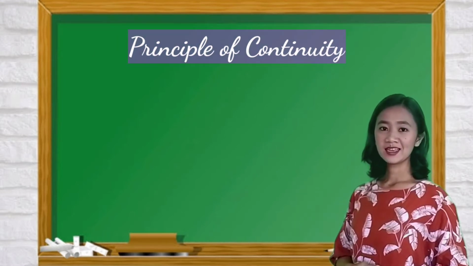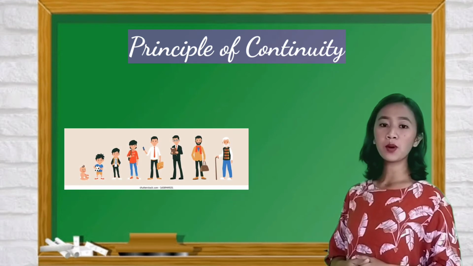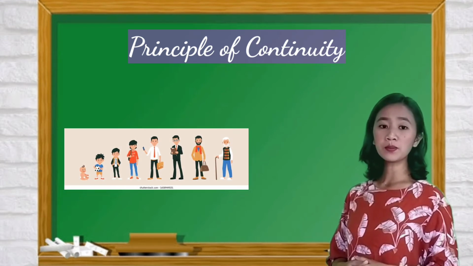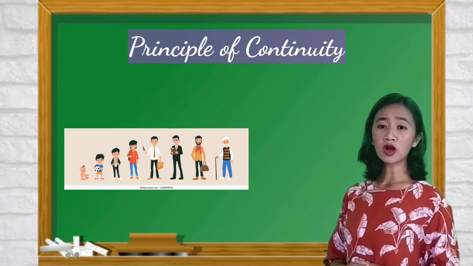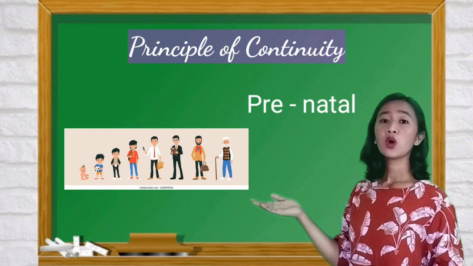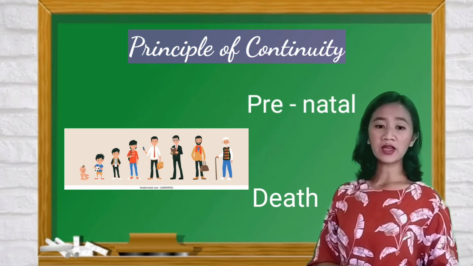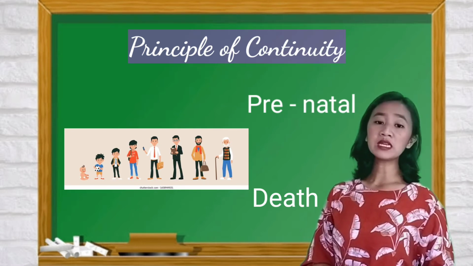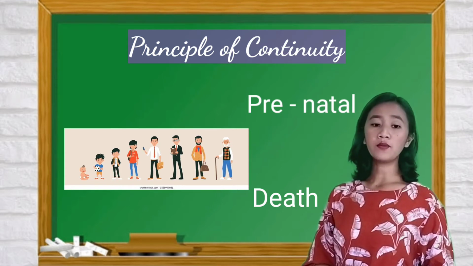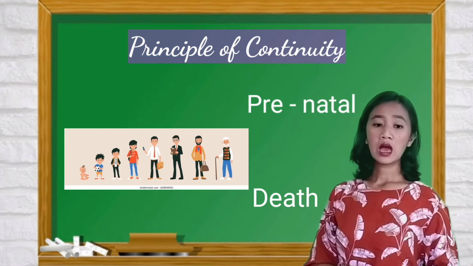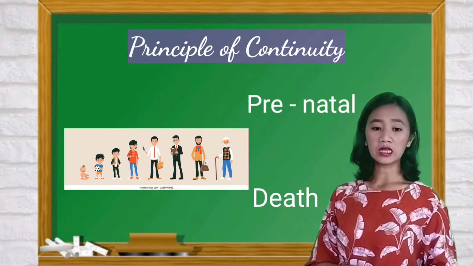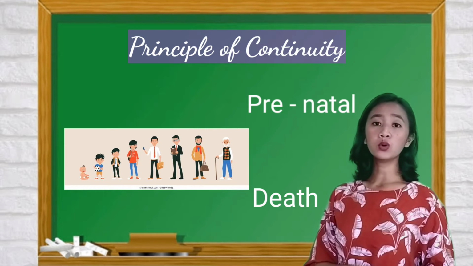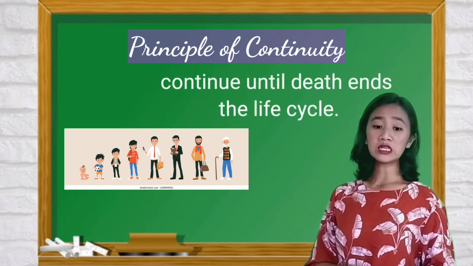Principle of continuity. The development follows the principle of continuity, which means that development is a continuous process. It starts with prenatal and ends with death. In the early years of life, development consists of changes that lead the child to maturity, not only of body size and functioning, but also of behavior. Even after maturity has been attained, development does not end. Changes continue, which lead to the period of life known as old age. These changes continue until death ends the life cycle.